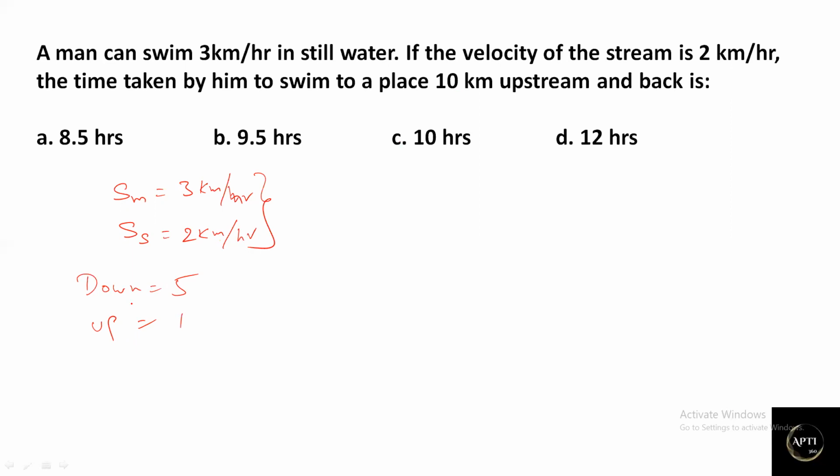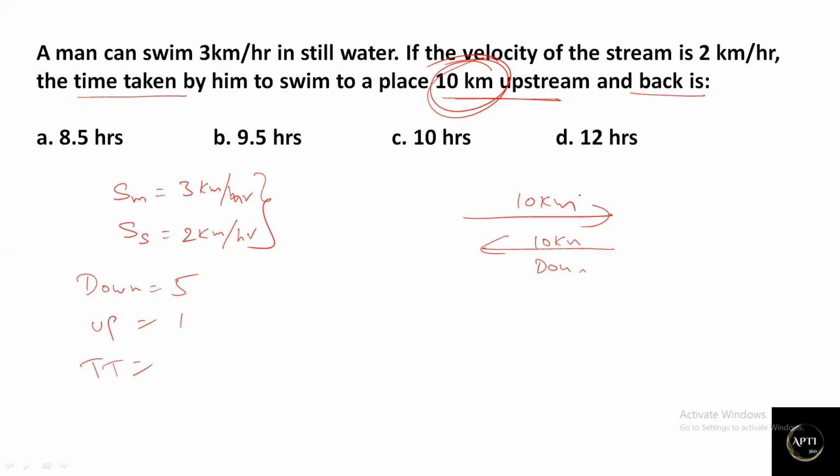Now what they are asking us is time taken. Time taken by him to swim to a place 10 kilometers upstream and back. That means they are asking us to find the total time. 10 kilometers he is going upstream, which means when he is coming back, he needs to come 10 kilometers downstream, correct? For sure, it is 10 kilometers downstream when he is coming back.